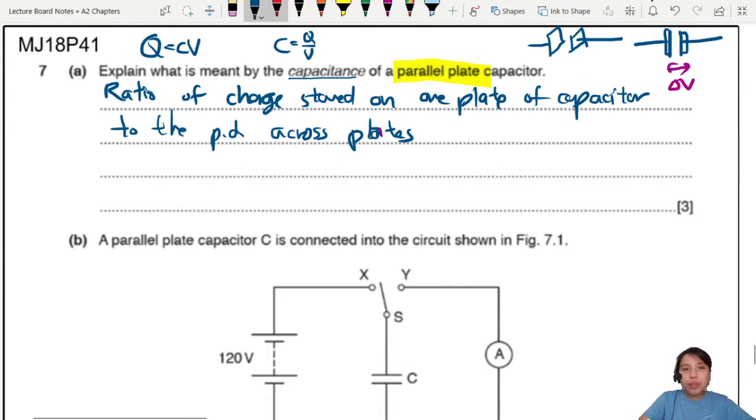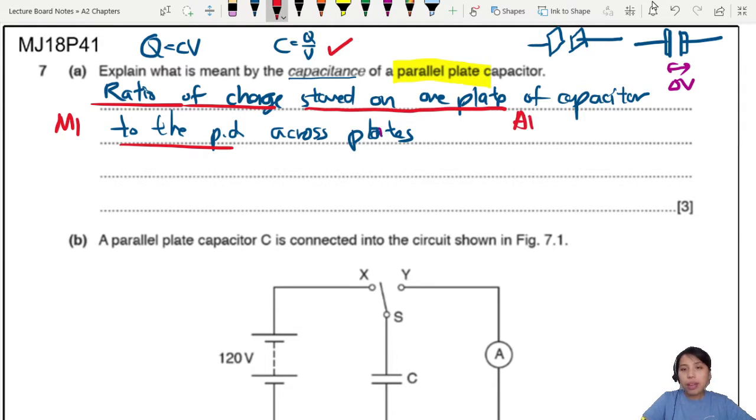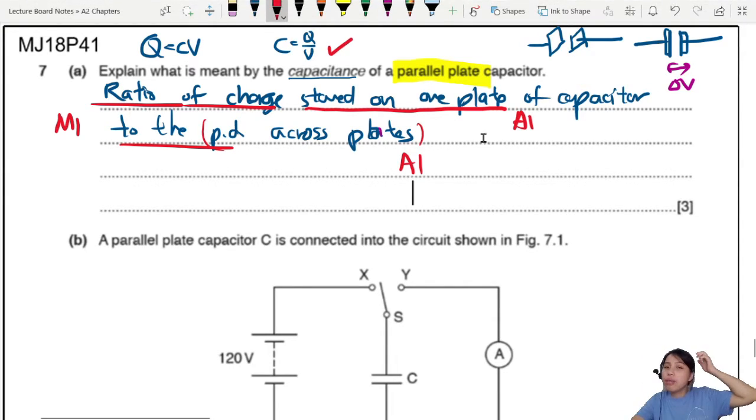So there are 3 marks here. One comes from knowing this ratio of Q over V, so I put here ratio of charge to PD. This one I'll put an M1. Now the other details: charge where? Charge stored on one plate. You must be specific for a parallel plate capacitor. And potential difference where? Across the plates, so that is another A1 mark. Three marks there. This is a bonus, but you must know that you're talking about capacitance specifically for parallel plates.